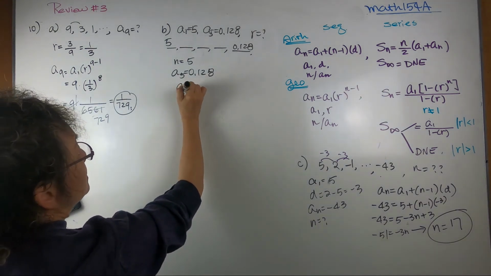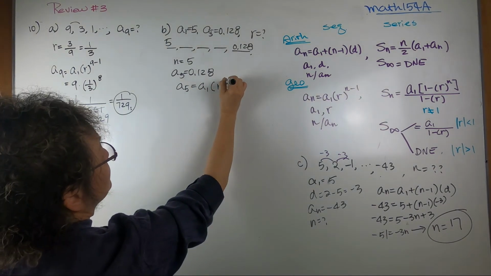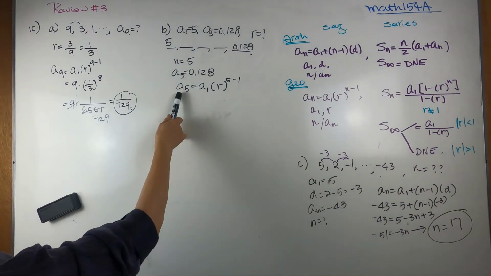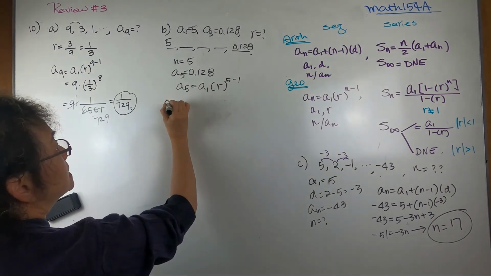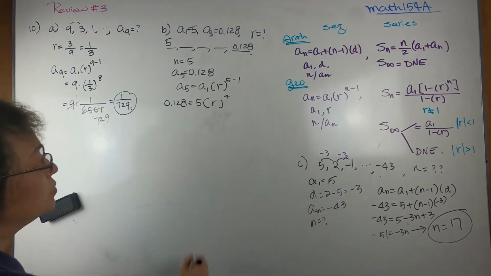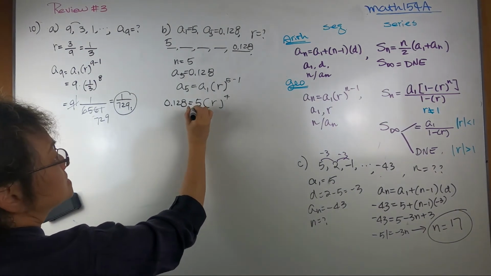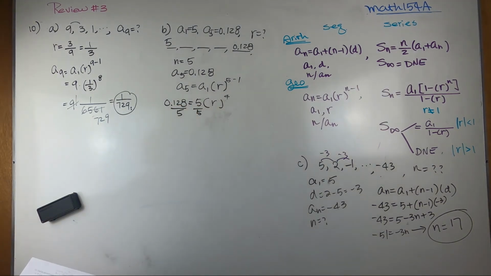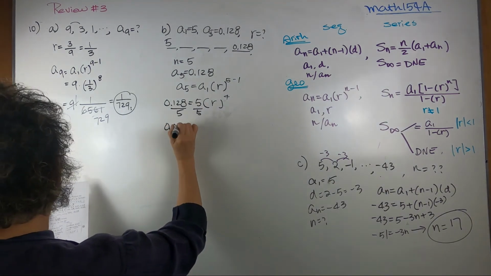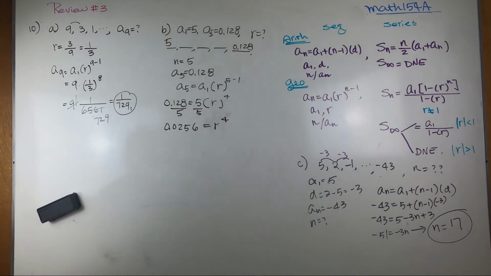So a5 is what? a1 times r, we don't know the r, to the 5 minus 1, right? So you plug in: a5 is 0.128, a1 is 5, times r to the 4th power. Then we need to get the base by itself, so you divide by 5. Then what do we have? We have 0.0256 equals r to the 4th power. Right?